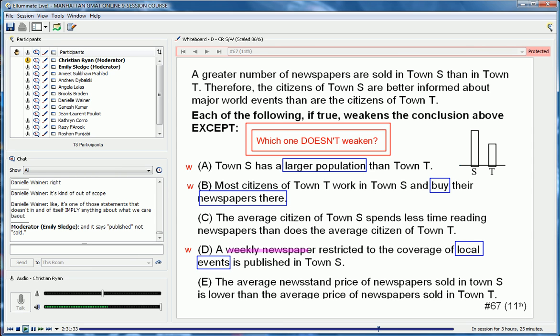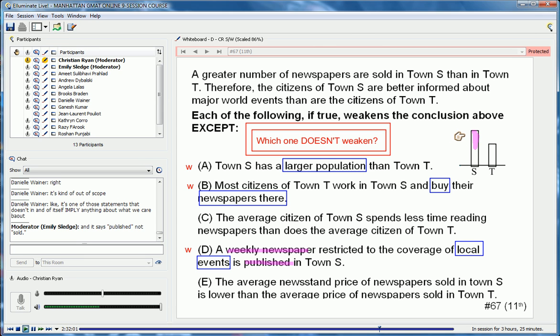Plus is published, not sold. Yeah, there are several things that are a little hairy about it. Remember, though, that weakeners don't have to disprove the conclusion. They just have to help create a reasonable doubt. And the evidence cited in the argument is that this number is bigger than that number in terms of sales of newspapers, and so therefore citizens of Town S are better informed.